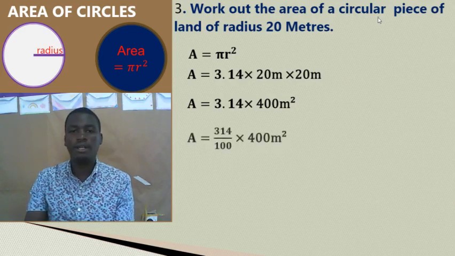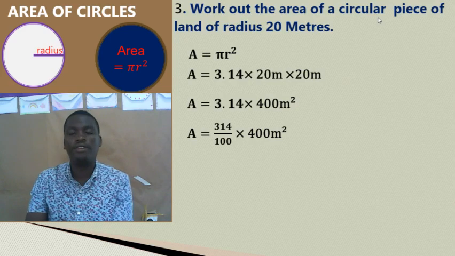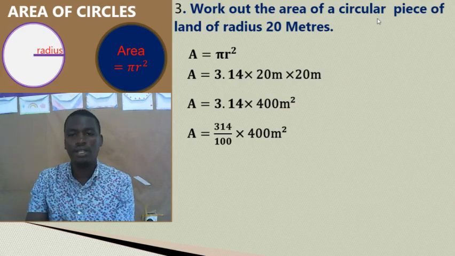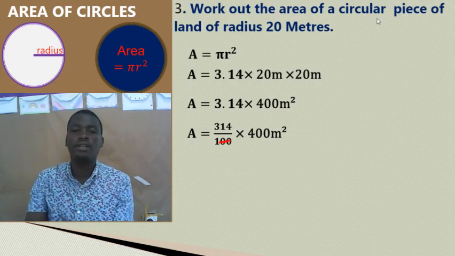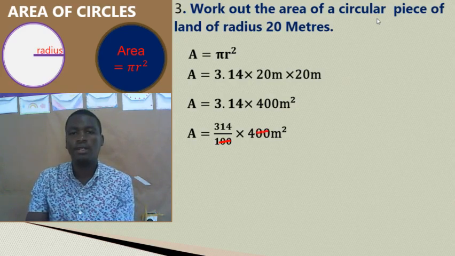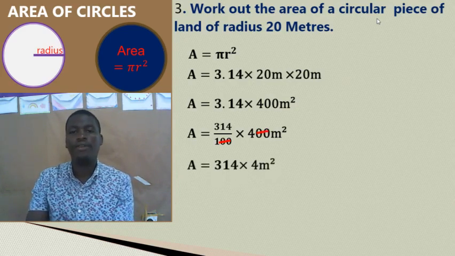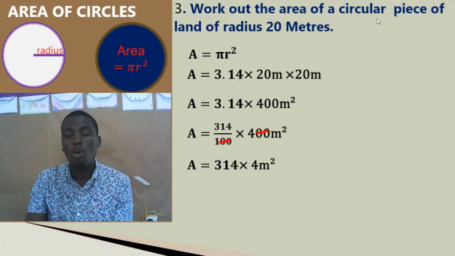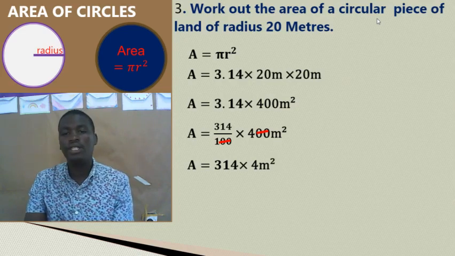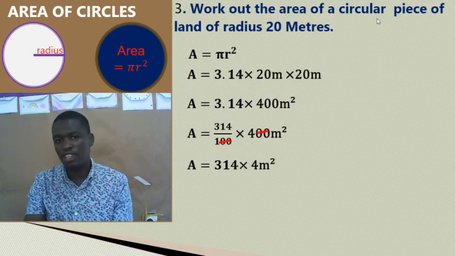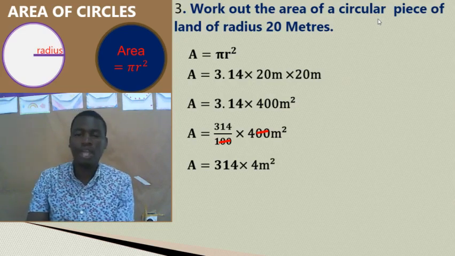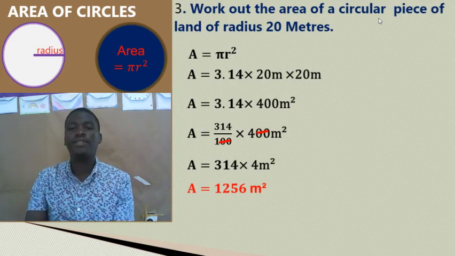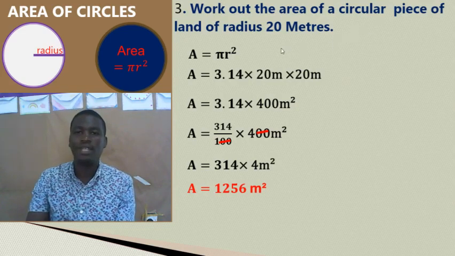The next shall have that 314 out of 100 because we have two decimal places, times 400 square meters. Let us see whether we can get the common factors. This one here, we cancel the zeros. And what do we remain with? Our area is 314 times 4 square meters, because 400 divided by 100 will remain with 4. So 314 times 4, carry your vertical multiplication there, because you need also to do some work. And what do we get when you carry out? Our area is 1,256 square meters.